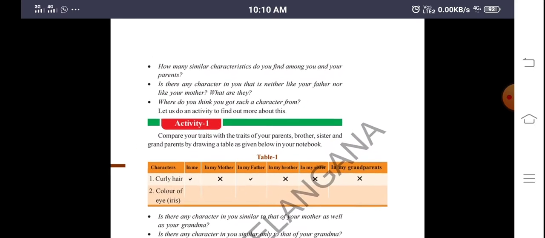How many similar characteristics do you find between you and your parents? Is there any character in you that is neither like your father nor like your mother? What are they? What do you think you got such a character from? Here we derived some characteristics from the male parent, the father, and some from the mother, the female parent, but some are new characteristics we can see.